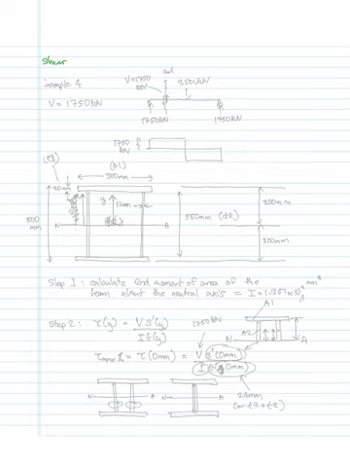Shear example 4. In this example we're considering a welded box beam, fabricated by welding 20mm thick flange plates to a 12mm thick web plate using fillet welds. We have the maximum shear force on the beam, which is 1750 kilonewtons. So the design shear force is 1750.